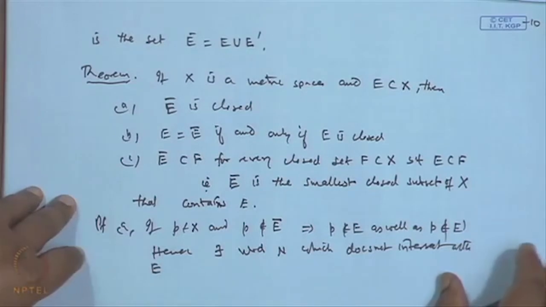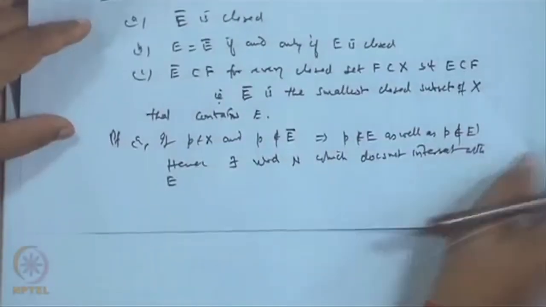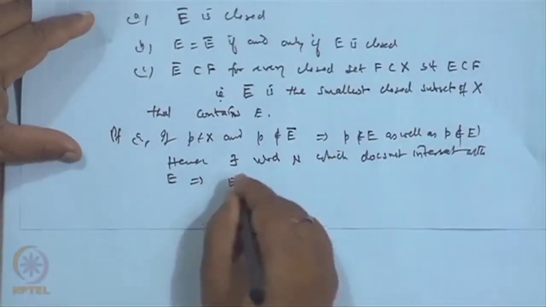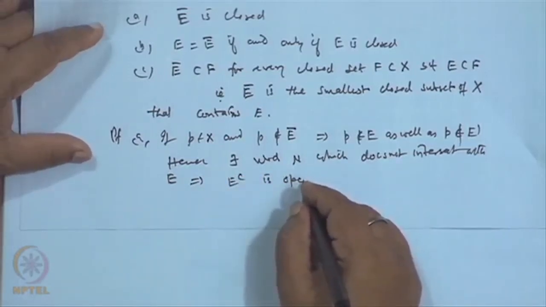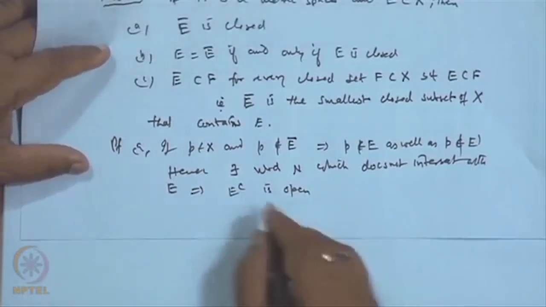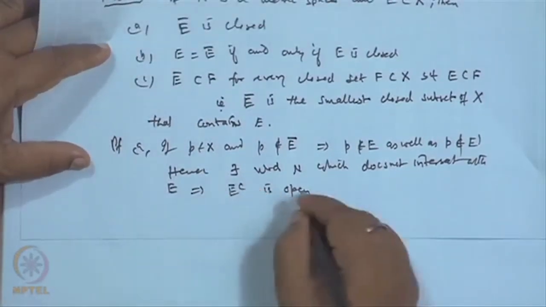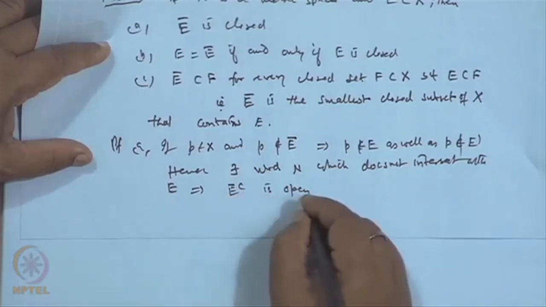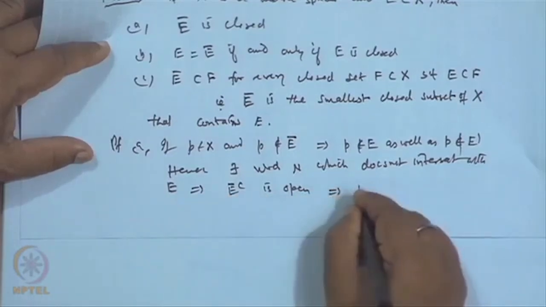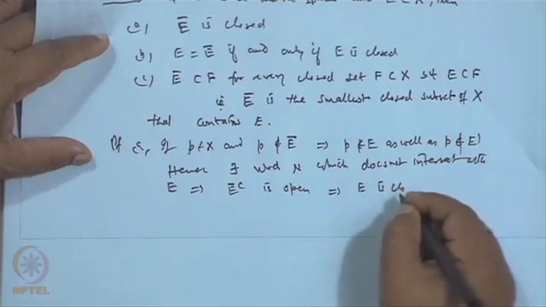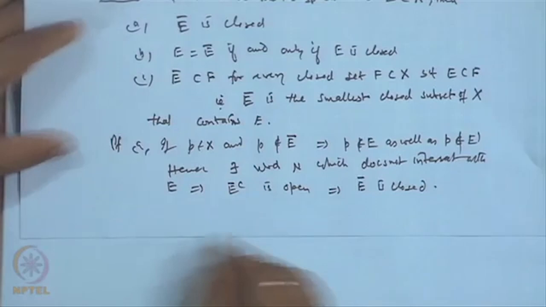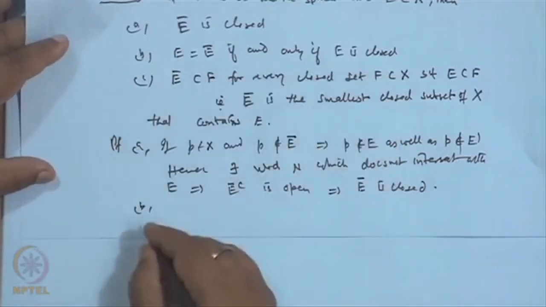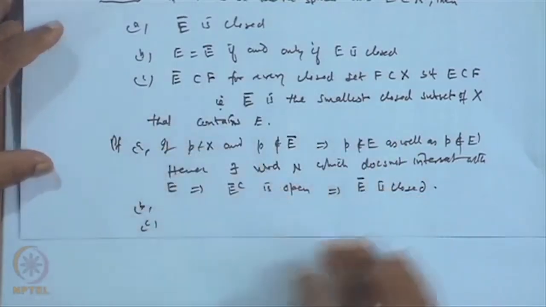So, if it does not intersect with E, then the complement of E bar is therefore open, and this shows that E bar is closed. So that's it; the second and third parts follow very easily. Thank you very much. Okay.